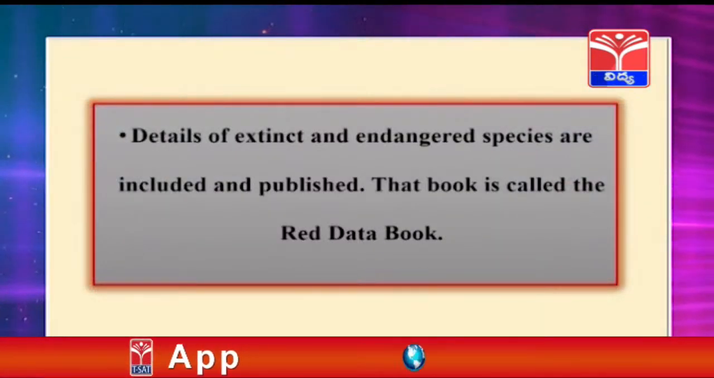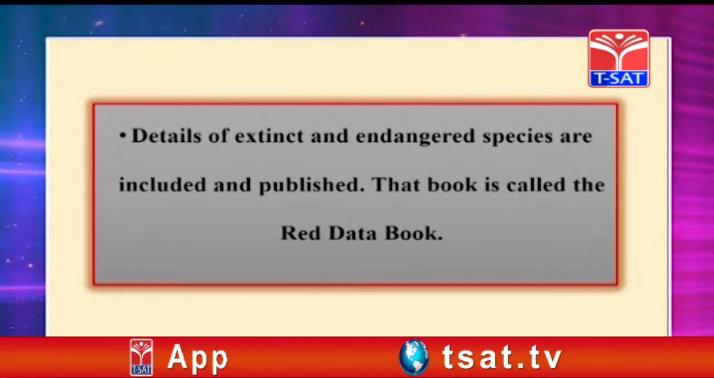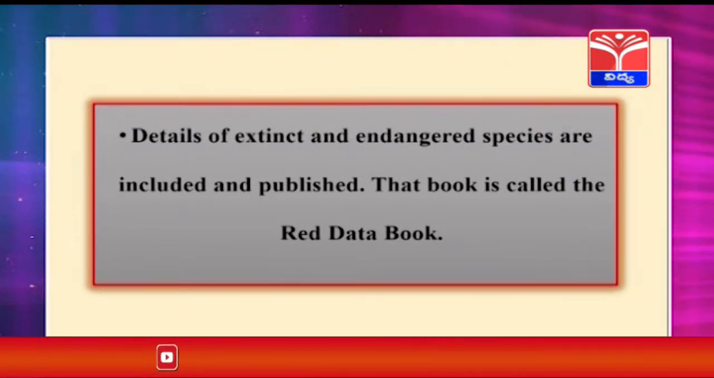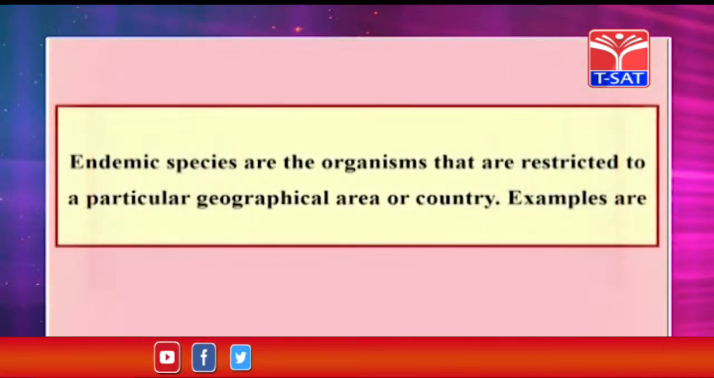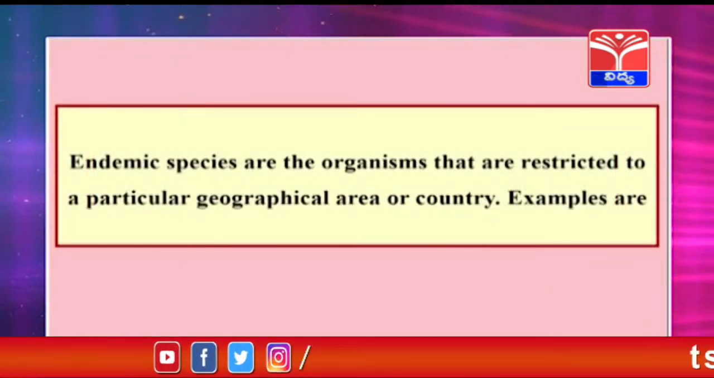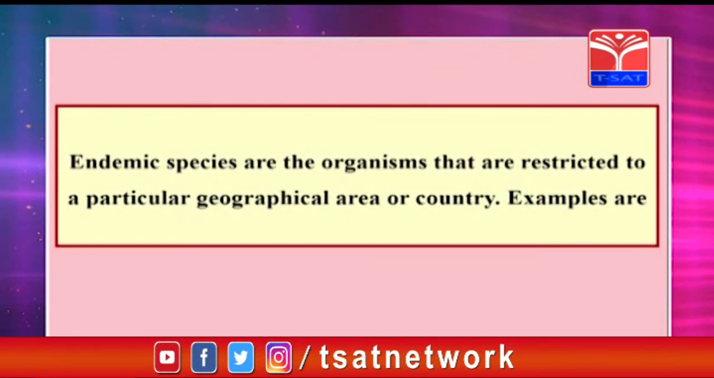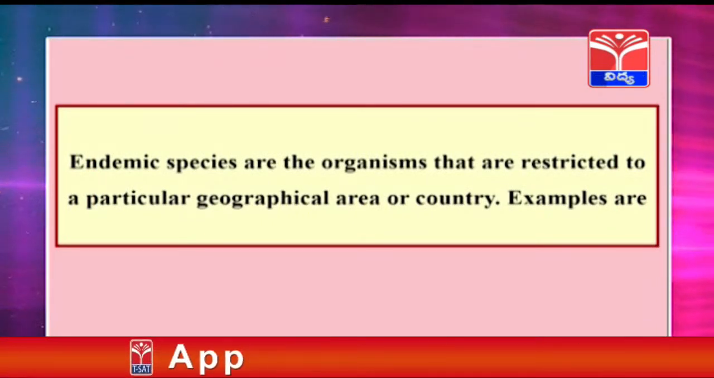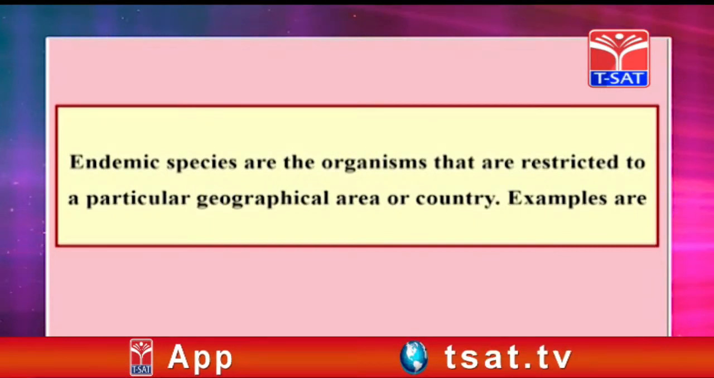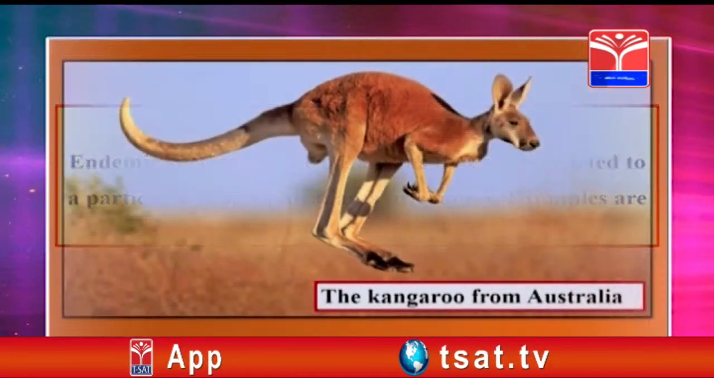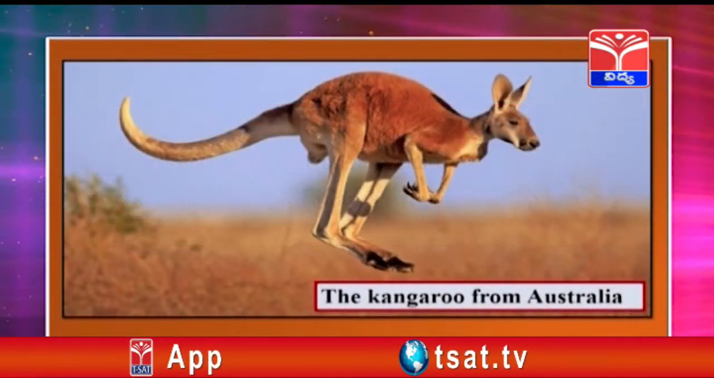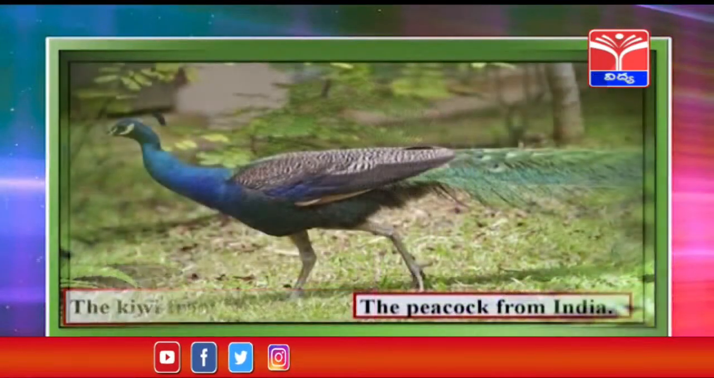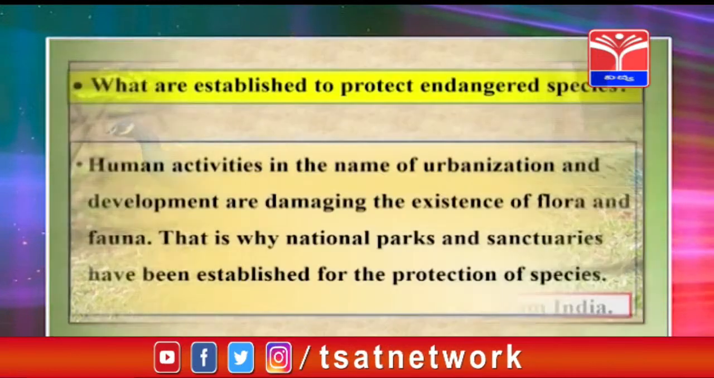Details of extinct and endangered species are included and published. The book is called the Red Data Book. Endemic species are the organisms that are restricted to a particular geographical area or country. Examples for endemic species are the kangaroo from Australia, the kiwi from New Zealand, and the peacock from India.